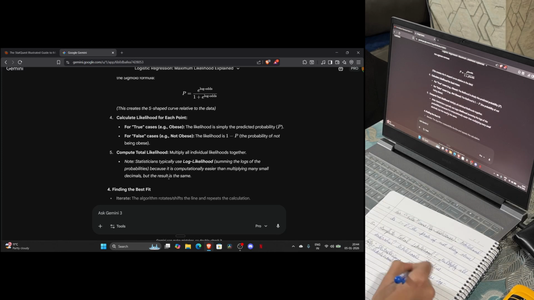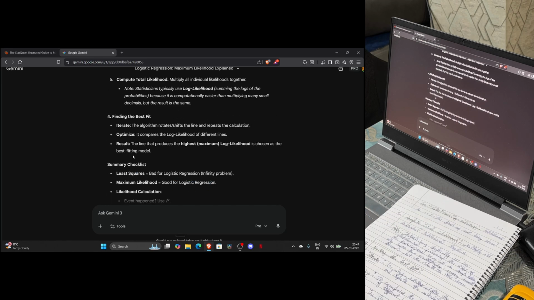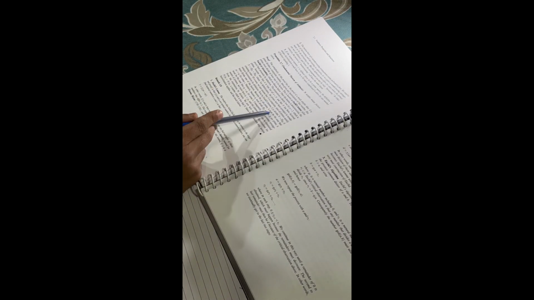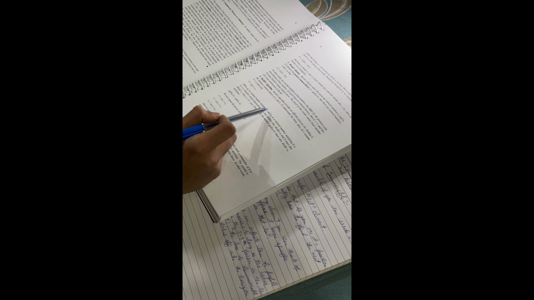I watched the videos slowly, paused often, and made handwritten notes alongside them to connect intuition with math. By the end, logistic regression wasn't a black box anymore. It felt like a clean, well-engineered system built on simple ideas.